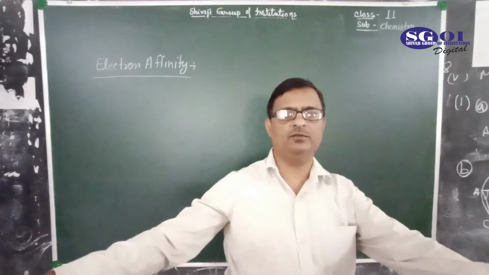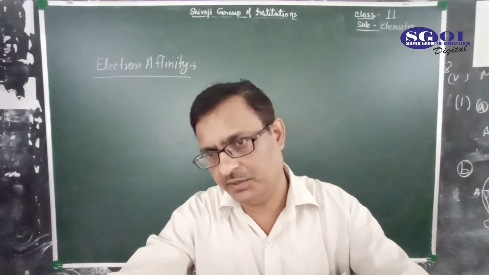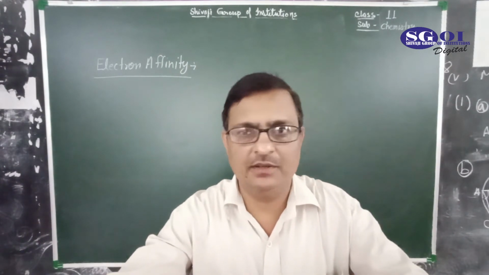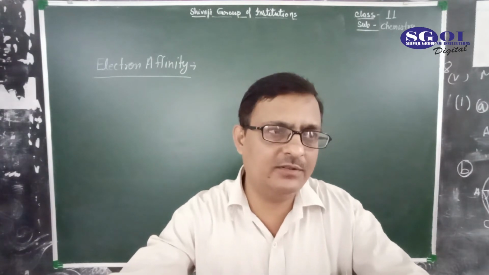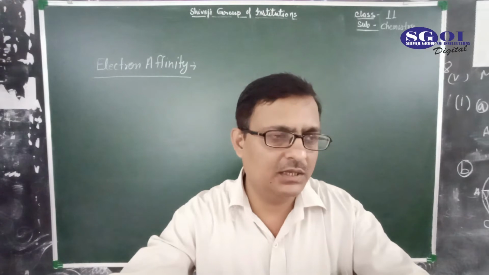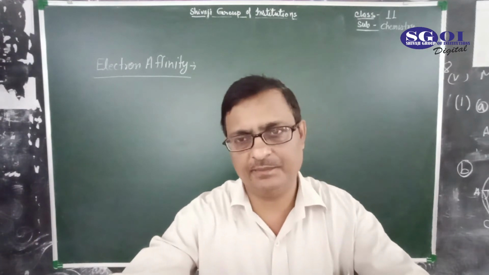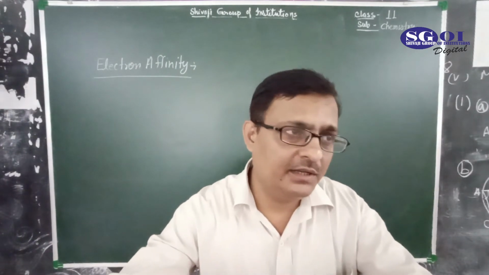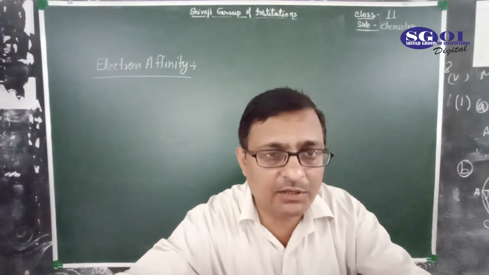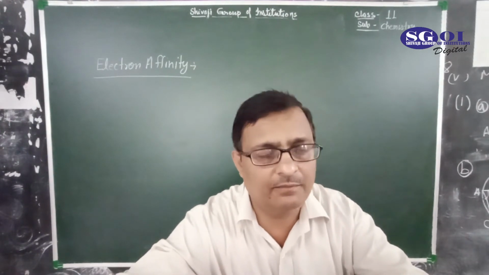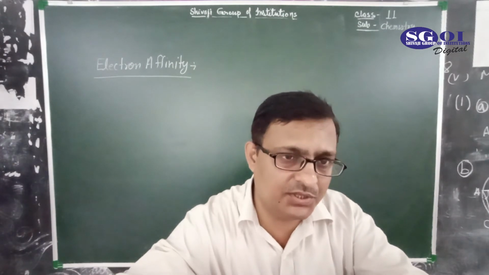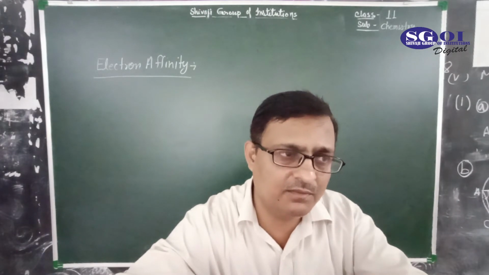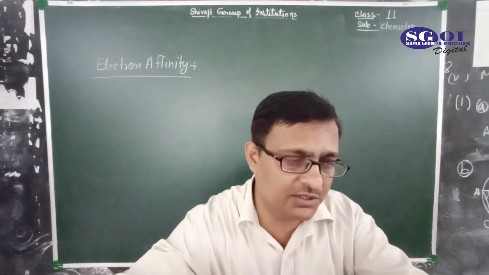First we will learn the definition of electron affinity. Electron affinity is the energy released when an extra electron is added to a neutral gaseous atom. What is the difference between ionization energy and electron affinity? In ionization energy, energy is required, while in electron affinity, energy is released. So required and released are two different things in these two definitions.